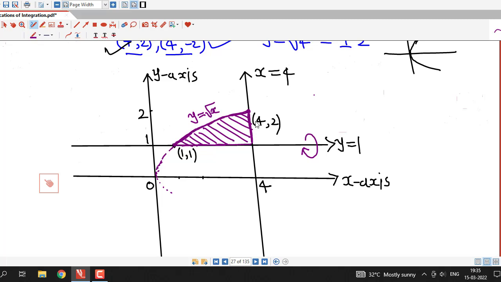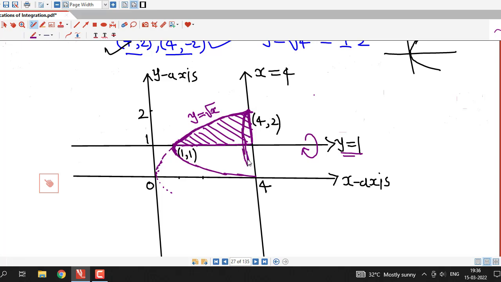As we know, to find the solid generated by this plane region, we have to consider the mirror image of y equal to square root of x about the line y equal to 1. So we can copy this. If we consider the mirror image of y equal to square root of x with respect to the line y equal to 1, then we will have this type of shape for the solid generated. It will look like this. The solid generated by rotating this plane region may look like this.